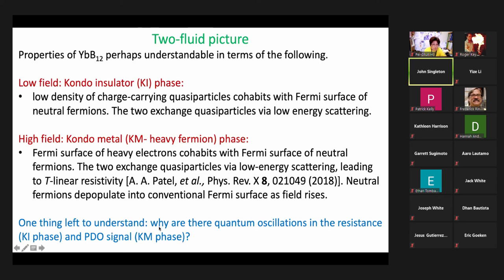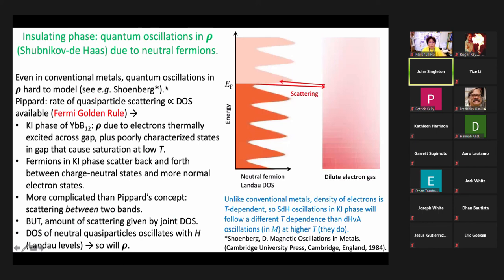There's one thing left to understand. Why are there quantum oscillations in the resistance in the Kondo insulator phase and in the PDO signal, which is a skin depth measurement, in the Kondo metal phase? So even in conventional metals, quantum oscillations in resistivity are very hard to model. And you can see the canonical textbook for this, Shoenberg. And it's all down to a suggestion by Shoenberg's colleague Pippard. The rate of quasiparticle scattering is proportional to the density of states available for scattering into. Just a Fermi golden rule argument.